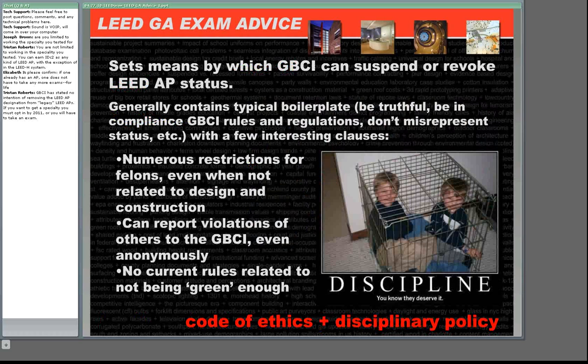There's, interestingly, numerous restrictions for felons, even if what you've done wasn't related to design and construction. I'd really be surprised if they're suspending or revoking anything unless there is some serious breach of conduct going on. There's no rules for not being green enough in your design or construction. You can't get revoked for designing a Walmart in the middle of a rural area or something like that. So I wouldn't dwell on this too much. It's pretty standard boilerplate, but you are agreeing to it, and you need to be aware of it.